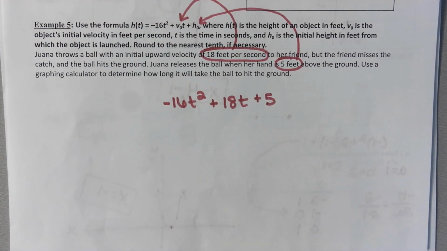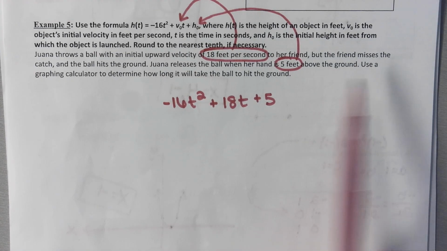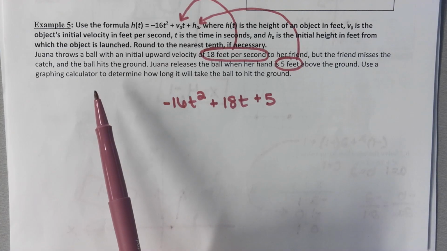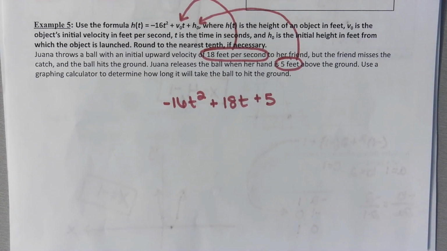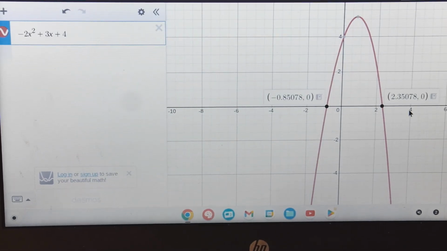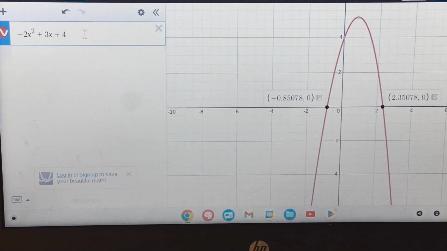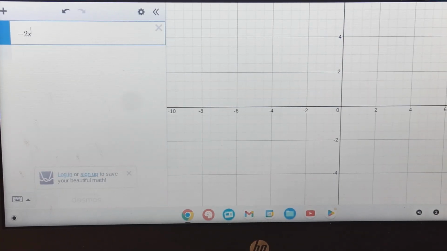So you just need to make sure you're plugging the numbers into the right spot. And now our question becomes, use a graphing calculator, or Desmos, and determine how long it'll take until the ball hits the ground. All right, so go to your Chromebooks. Right here is where I set mine. I'm going to delete it. You could also leave that first equation and graph a new one, and it'll color code them.